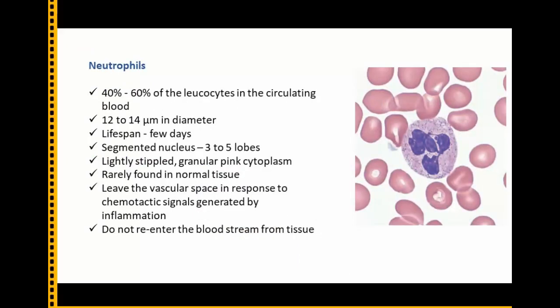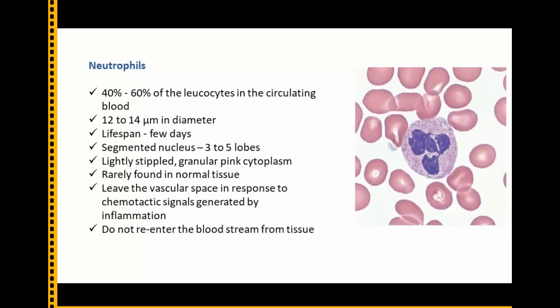Then, let us go to the neutrophils. These are the most prominent white blood cell type. They comprise 40 to 60% of white blood cells in circulating peripheral blood. They have a nucleus divided into 3 to 5 lobes, and their lifespan is usually a few days.